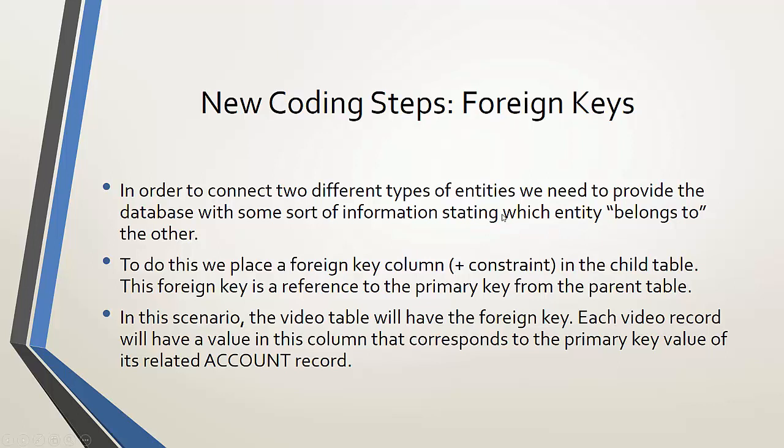Each record will have a value in this column. For now, we're always going to make sure we have a value. It's not something that we can leave null. We're going to set that as a rule when we create the column, and I'll explain why over time. But for now, we will always have a foreign key once we have a child table.